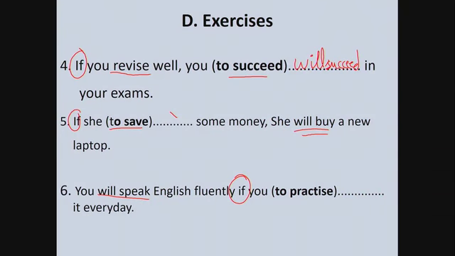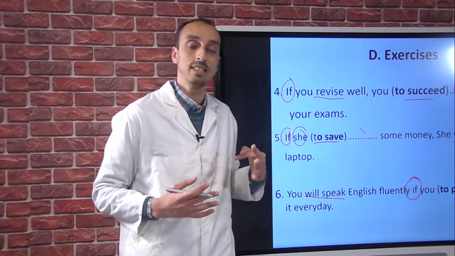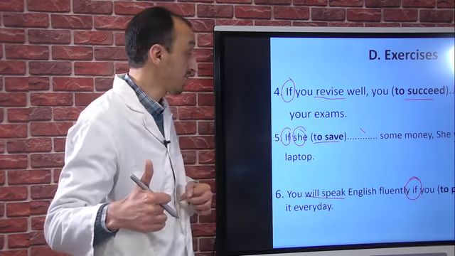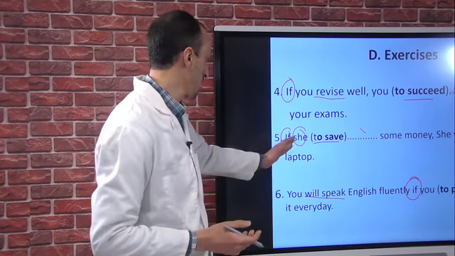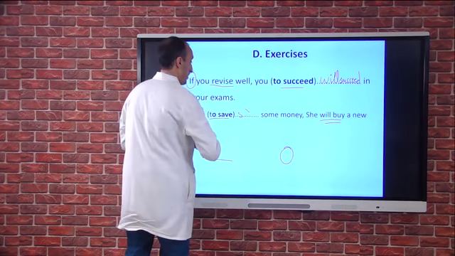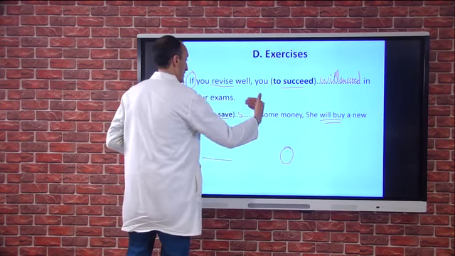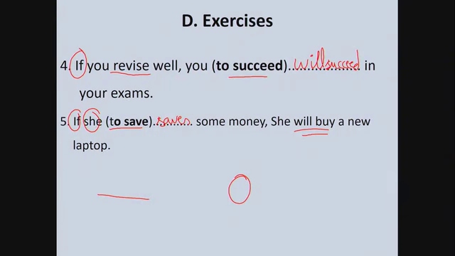Now, let's move to sentence 5. Look at the pronoun she and look at the main clause, will buy. So, when do we use the future? In conditional type 1. So, we need to supply the verb in present simple. She. And look, if she saves some money, she will buy a new laptop.